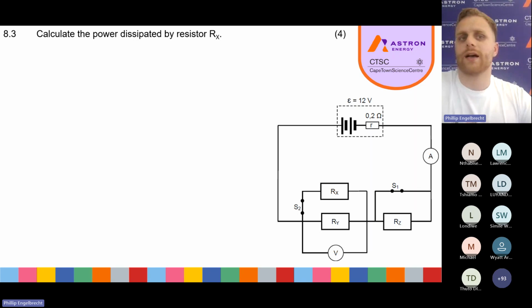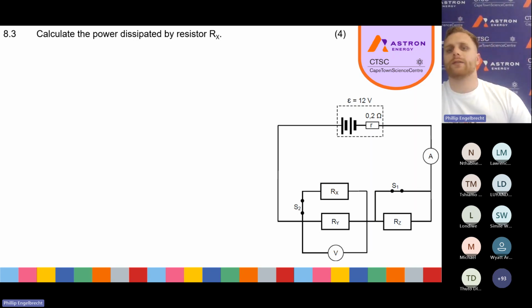8.3 says, calculate the power dissipated by resistor X. Guys, I'm going to let you answer this one. You have 3 minutes. We are a bit pressed for time, so I'm going to give you 3 minutes to try and answer this question. Your time starts now.